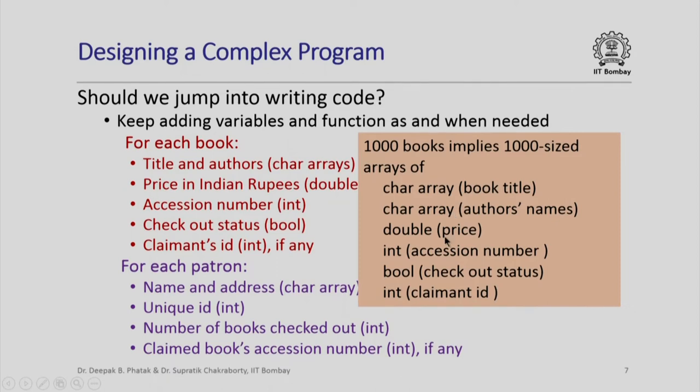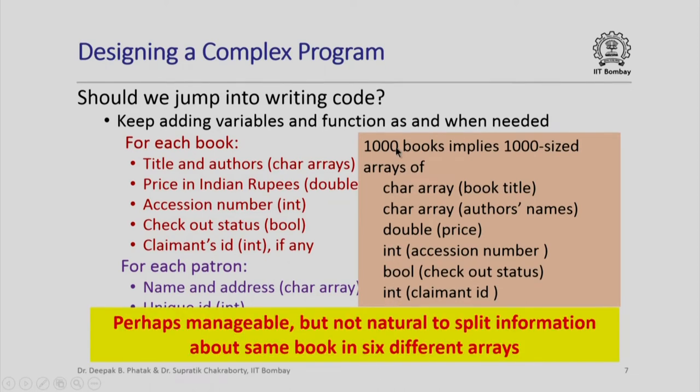Similarly, I could have a 1000 sized array named price, where an element of that array gives me the price of a book. And similarly, I could have 1000 sized arrays named accession number, checkout status and claimant ID, where an element of each of these arrays would give me the accession number or the checkout status or the claimant ID respectively of a book in the library. Well, if I organize the information like this, perhaps it is manageable. I have 6 different arrays, each of size 1000 and each of possibly different data types.